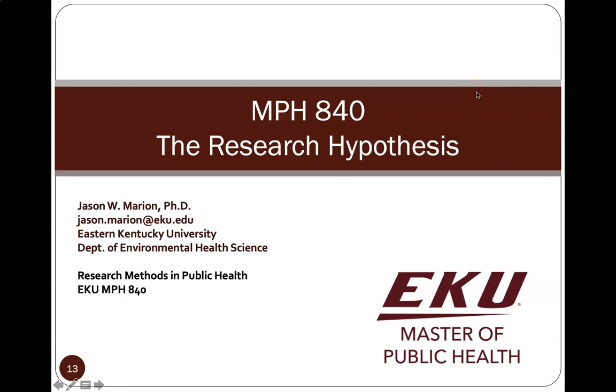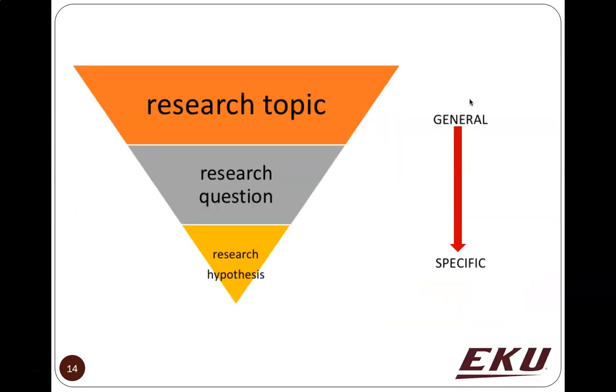Upon identifying a research question, the next step is to identify a good working research hypothesis, or you may actually develop a few hypotheses. Now, remember, the research hypothesis is more specific than the research question. So this research hypothesis is something that ideally will be testable.